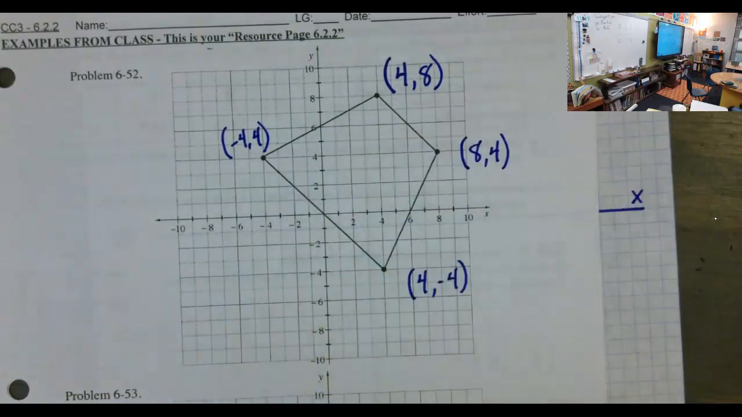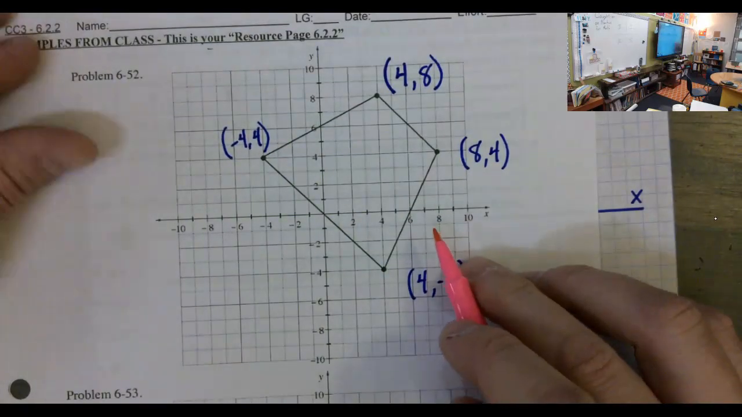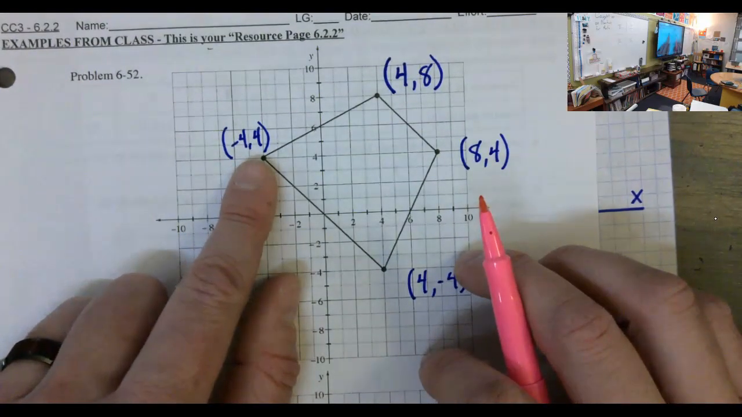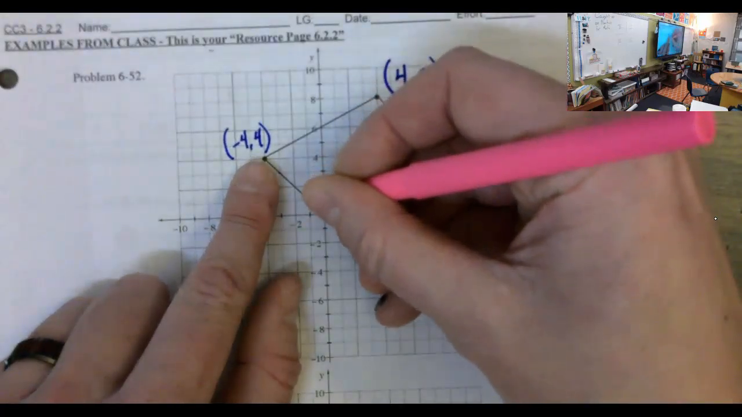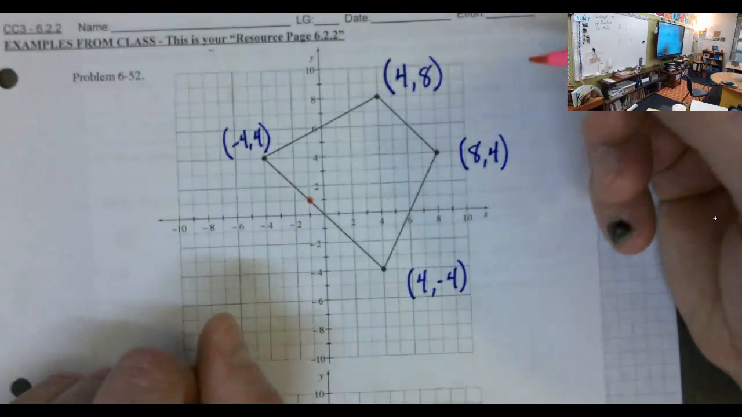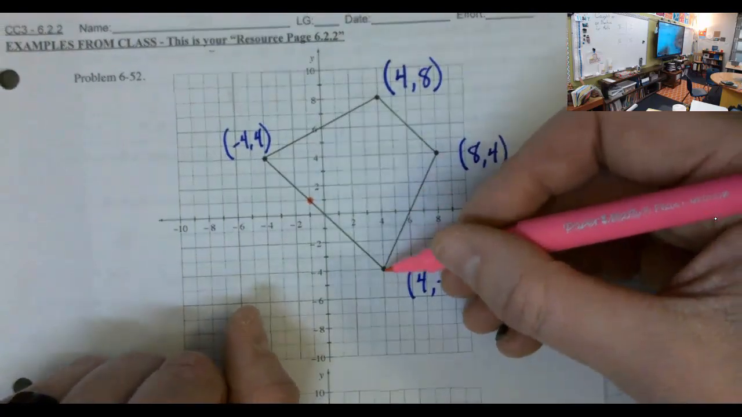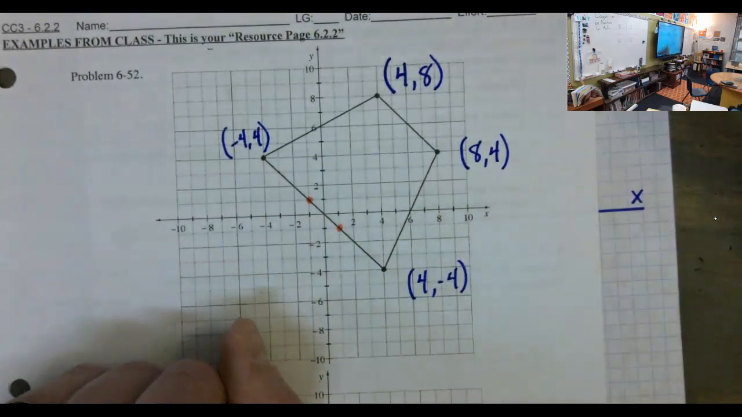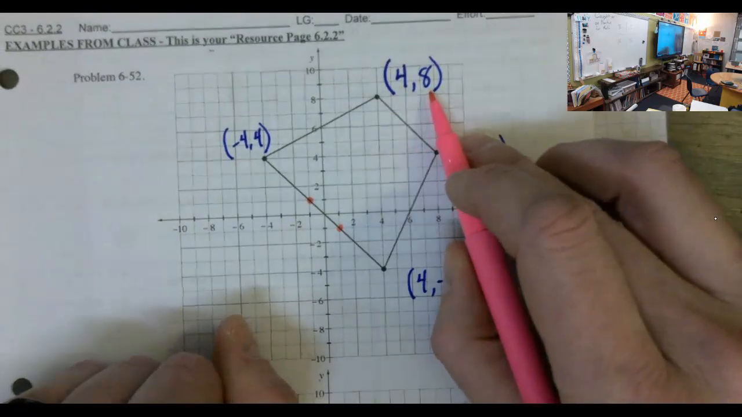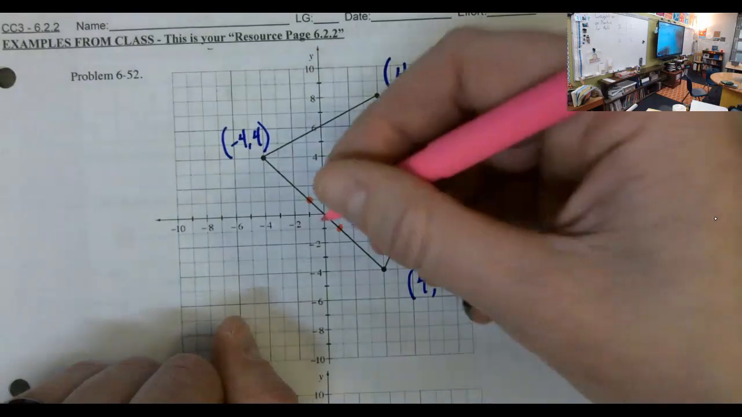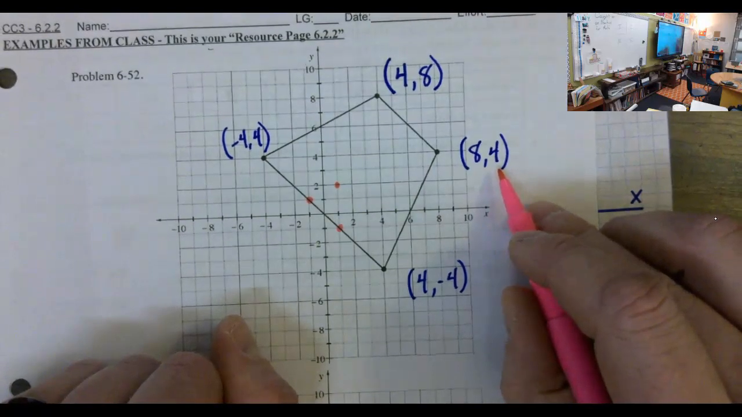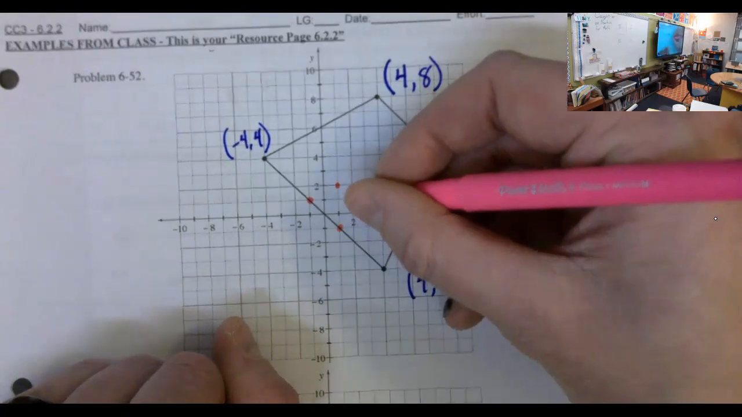So up here, okay, I'm going to let the cat out of the bag. Negative 4, 4. When I divide by 4, what's that point turn into? Negative 1, 1, which lands right here. Suspicious. Simon, you already got this done? 4, negative 4 ends up at 1, negative 1. Suspicious. 4, 8. What's that become? Ooh, 1, 2. 8, 4 equals 2, 1.